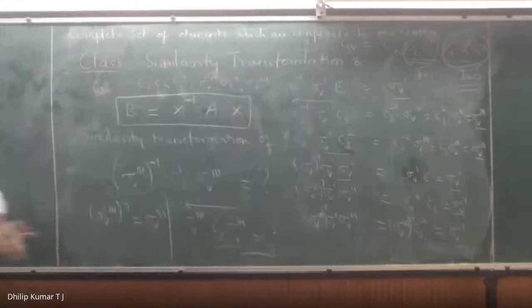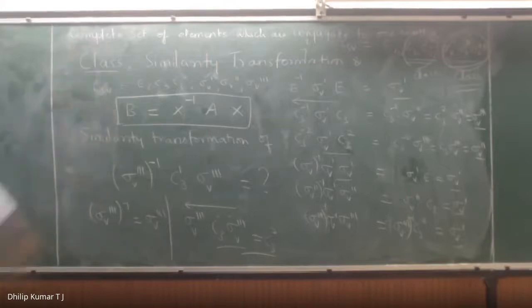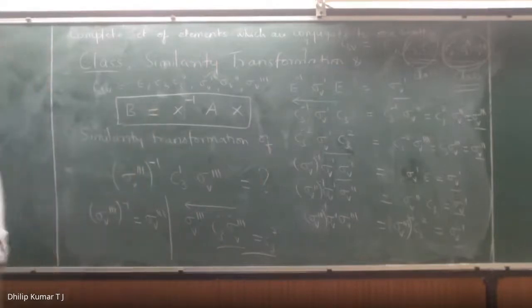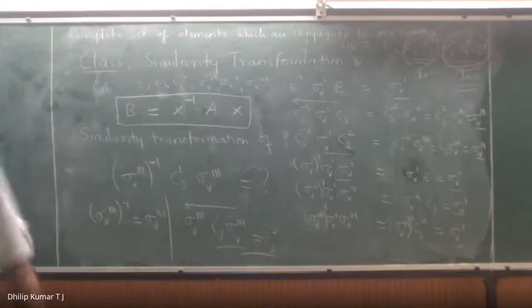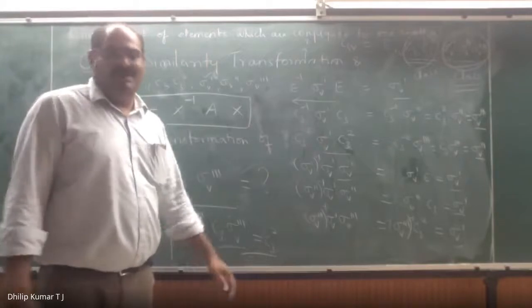So we saw three definitions. One is similarity transformation, second is conjugate element, and third is class. Those sets of elements which are conjugate to each other are called a class. Now we'll see the properties of a class if you have time. So this is kind of followable, I mean, you can follow it.